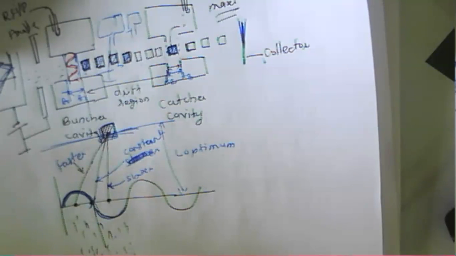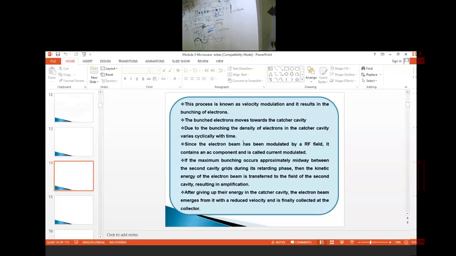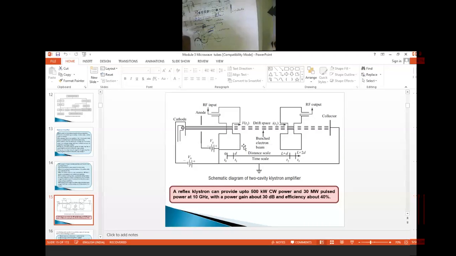Now I am going to share the PPT with you, and we'll see some of the portion that remains. This one is about the bunches that take place here. This one is about your two cavity klystron. Now in this two cavity klystron, you can see the cathode. This one is the anode. Here we can see the RF input is being provided. This one is the drift region or drift space. Bunch formation takes place, and here the bunches release their energy, and they will be collected at the collector here.